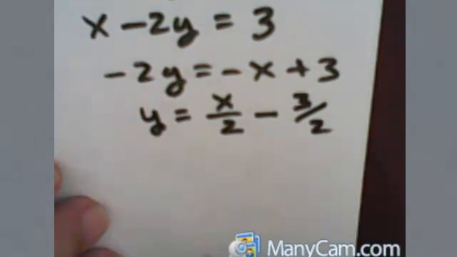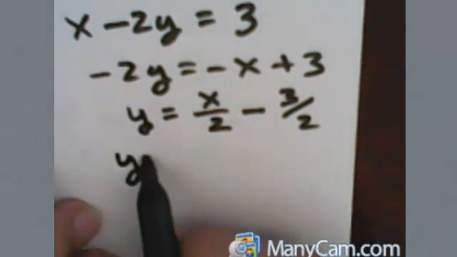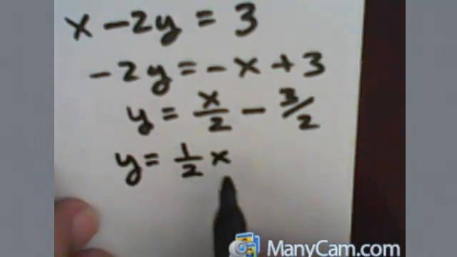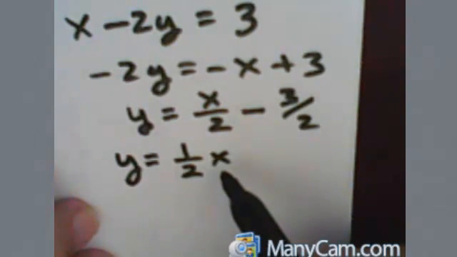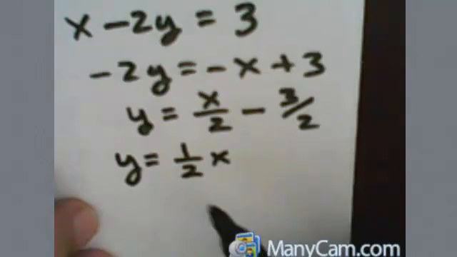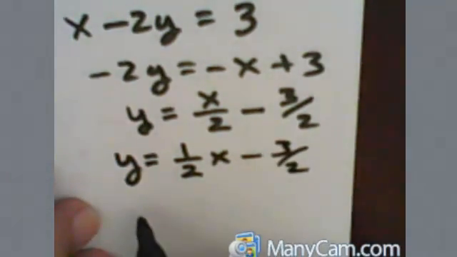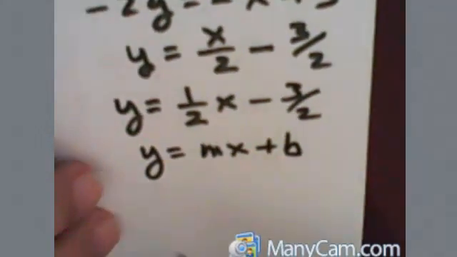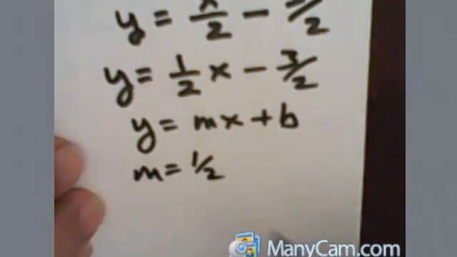Now the only thing that remains is I should put this in what we call y equals mx plus b form, the slope-intercept form. So what I'm going to do is rewrite x over 2 as 1/2 times x. The x can go on top or on the right and mean the same thing. You can't put it on the bottom because then that means something entirely different. Minus 3 over 2. So now this is in y equals mx plus b form, where the slope m is equal to 1/2.